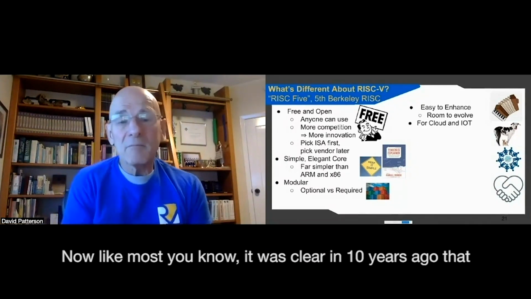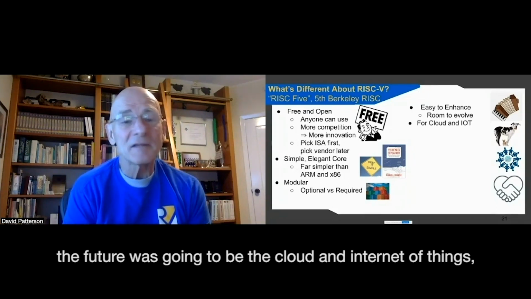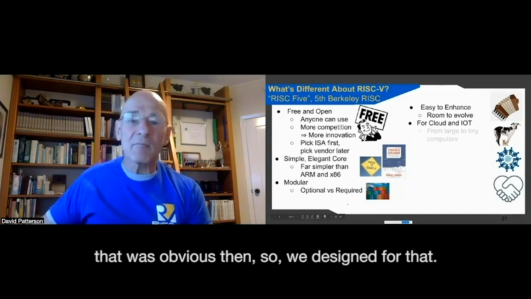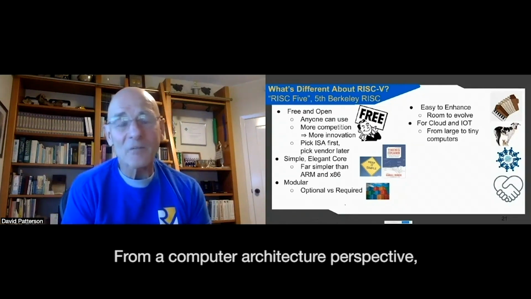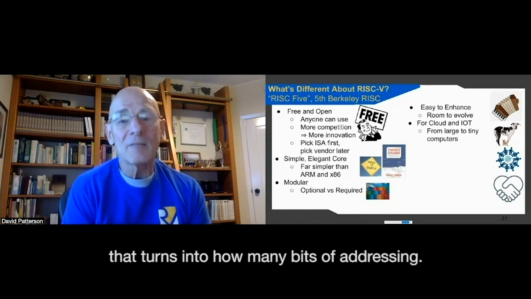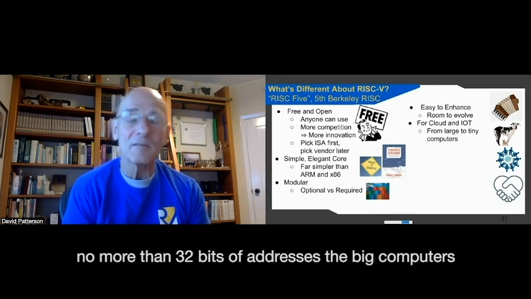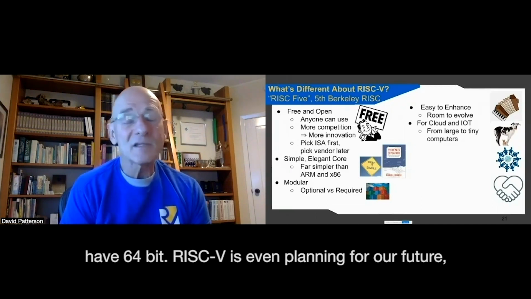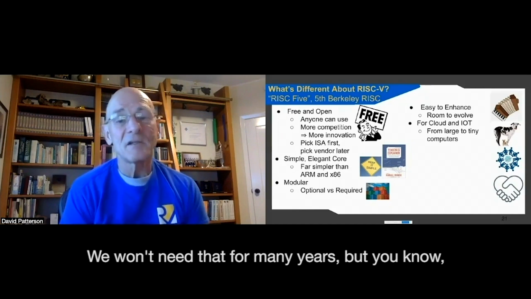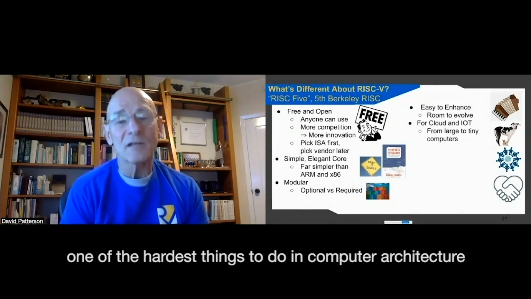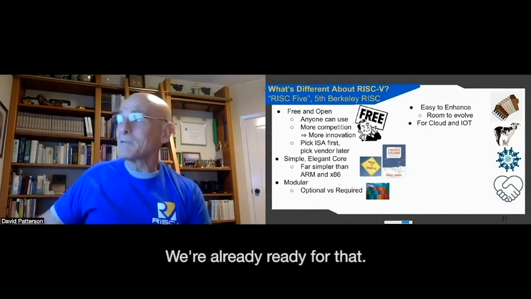Now, like most, it was clear 10 years ago that the future was going to be the cloud and Internet of Things. That was obvious then, so we designed for that. So it's designed to work for both tiny and large computers. From a computer architecture perspective, that turns into how many bits of addressing there are. The tiny computers have typically no more than 32 bits of addresses. The big computers have 64-bit. RISC-V is even planning for the future. We've designed a 128-bit version. We won't need that for many years, but one of the hardest things to do in computer architecture is when you run out of address bits, and some number of years from now, 64 bits won't be enough, and we're already ready for that.